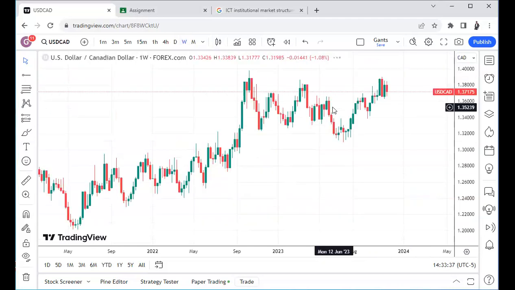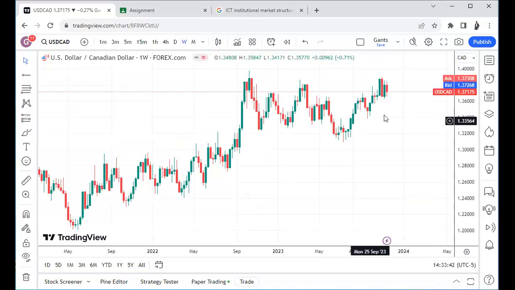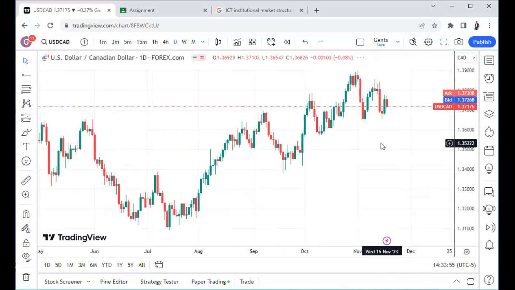Okay, next one is the USD CAD. You can see the bearish movements on USD CAD. I wanted it to go lower than that, but it didn't do that. So it was still bearish overall. Okay, let's see how it played out. The weekly time frame was bearish. Let's go to daily and see what happened.